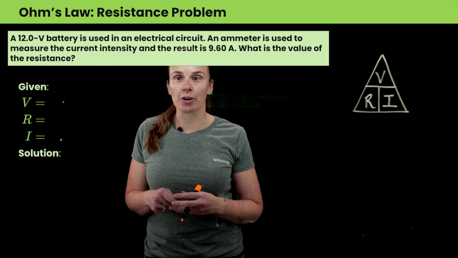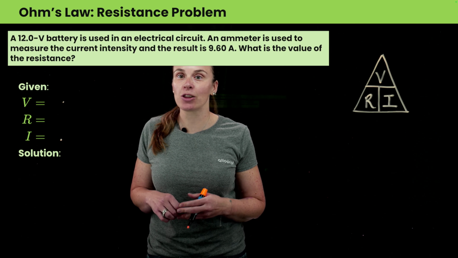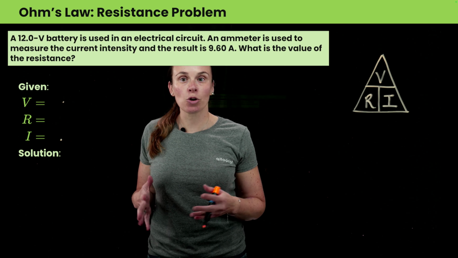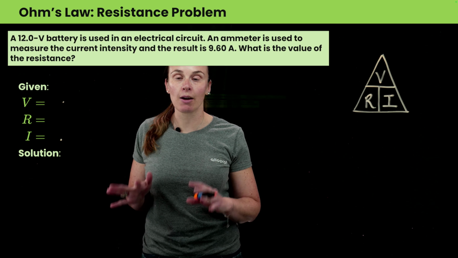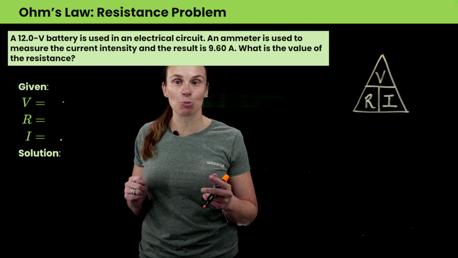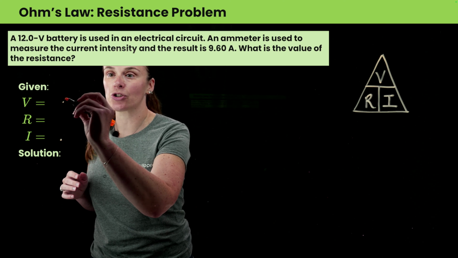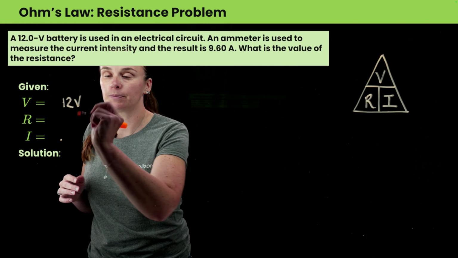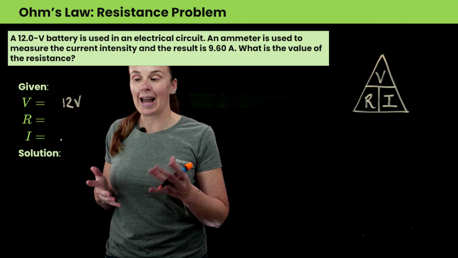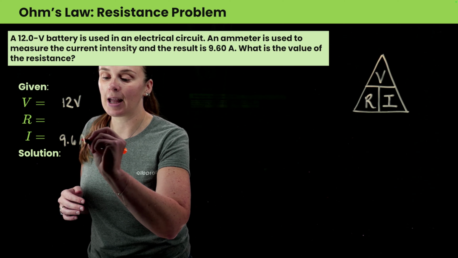Let's do our first example. A 12-volt battery is used in an electrical circuit. An ammeter is used to measure the current intensity, and the result is 9.6 amps. What is the value of the resistance? The first thing we need to do in any situation in science is write down what we know. So we write down what's given in our question, and we look at the units of measurement to help us. A 12-volt battery, that's our voltage, so we write 12 volts. It's really important to write that unit of measurement next to it. Then we also know the intensity, so we have 9.6 amps.